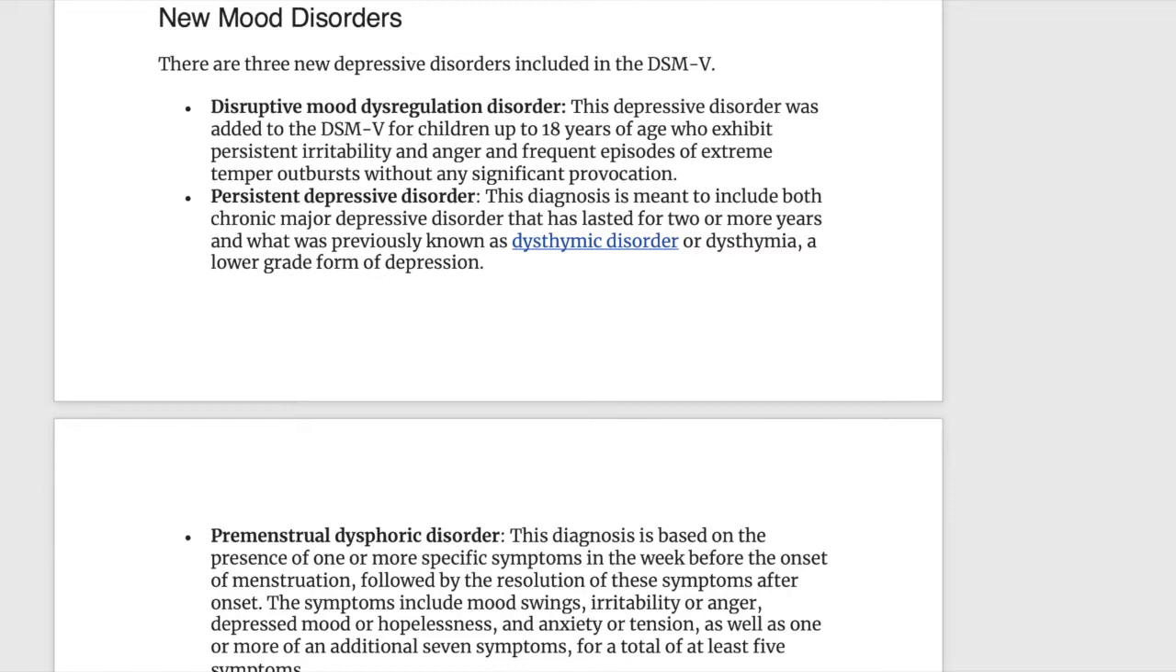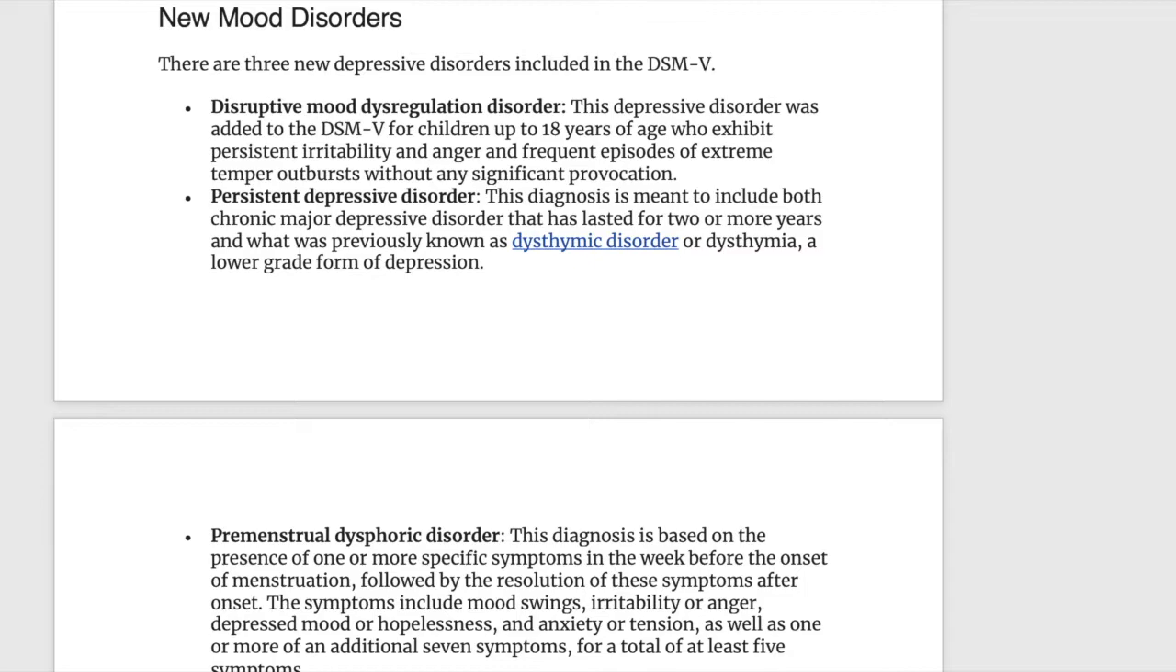So I guess I wouldn't say that it would be as important, but if you are getting your license specifically to be a psychotherapist, then please, please, please invest in the DSM-5. There's even a pocketbook DSM-5, which is more affordable, I believe. So definitely get that. Persistent depressive disorder.